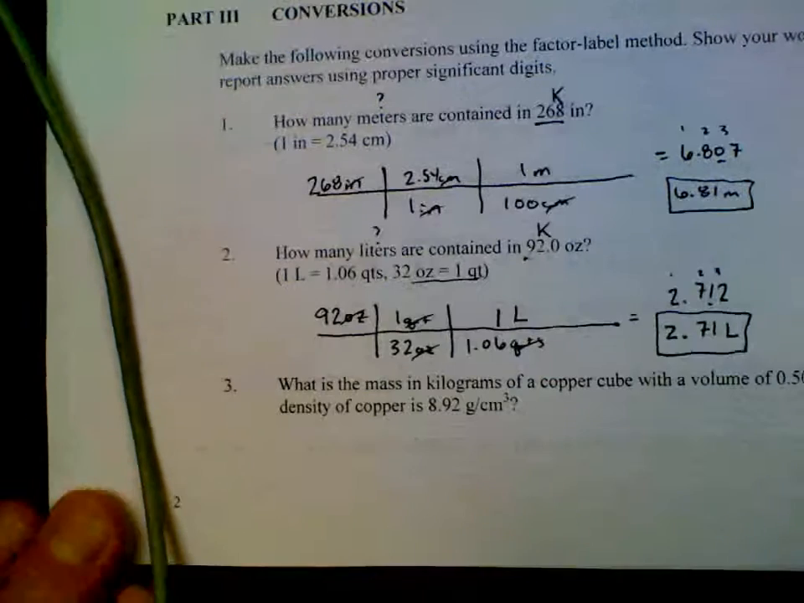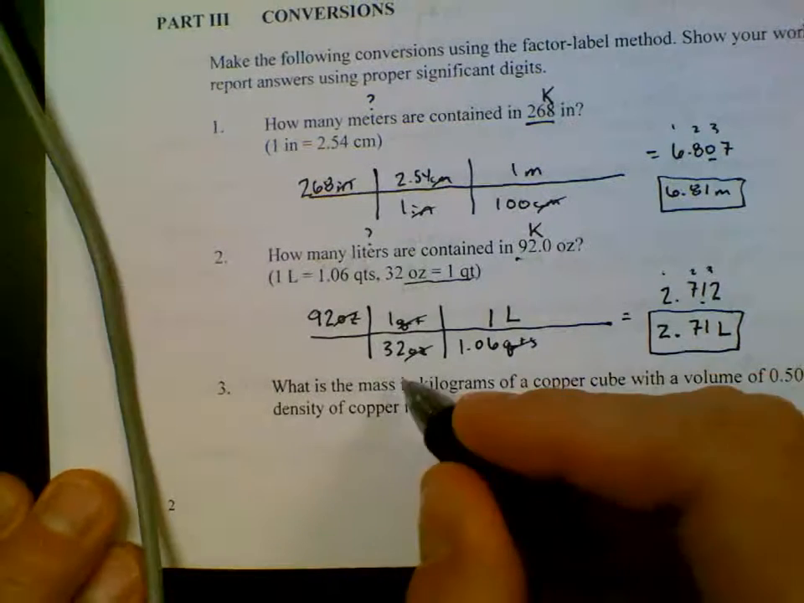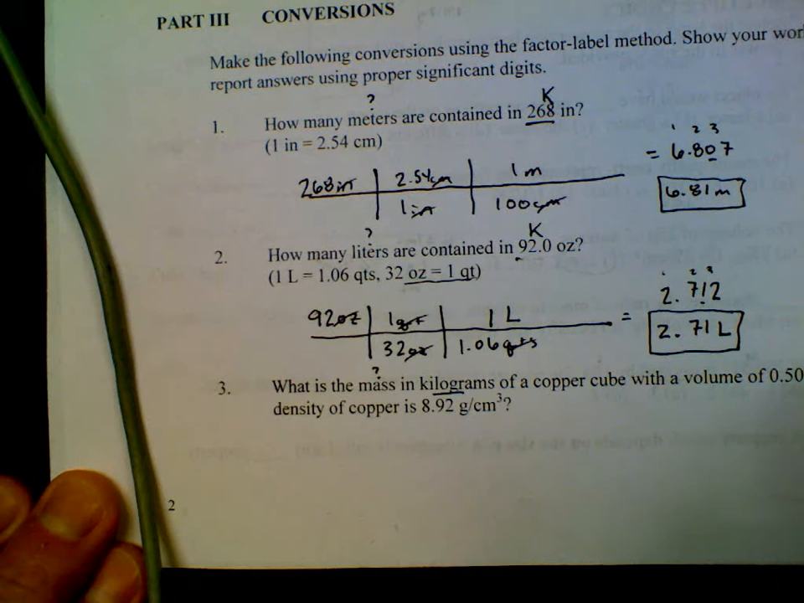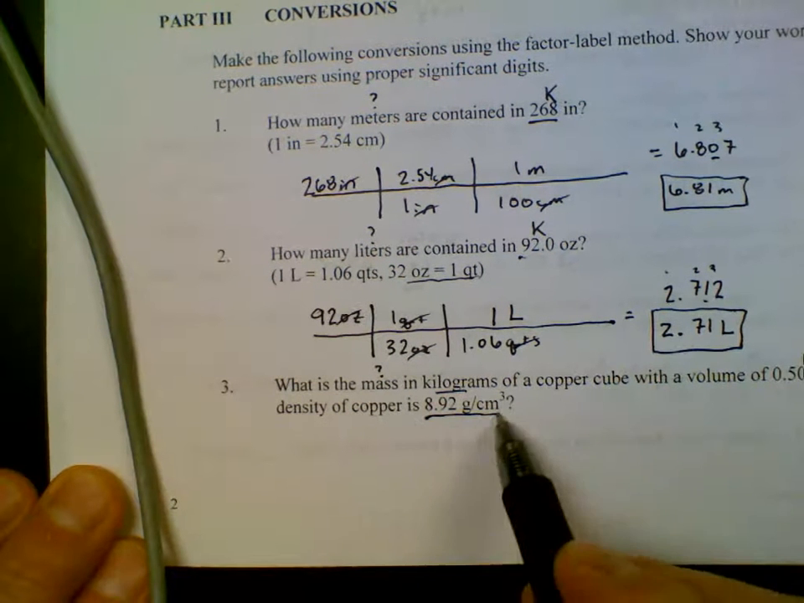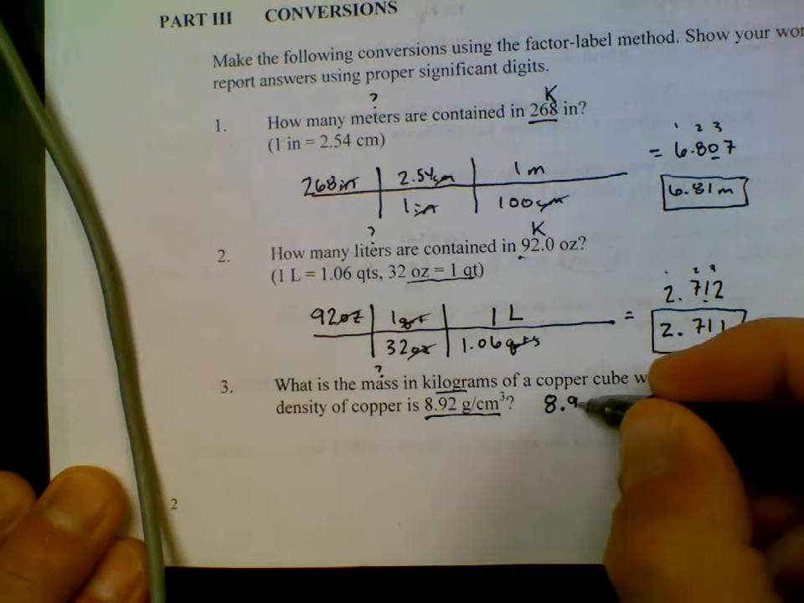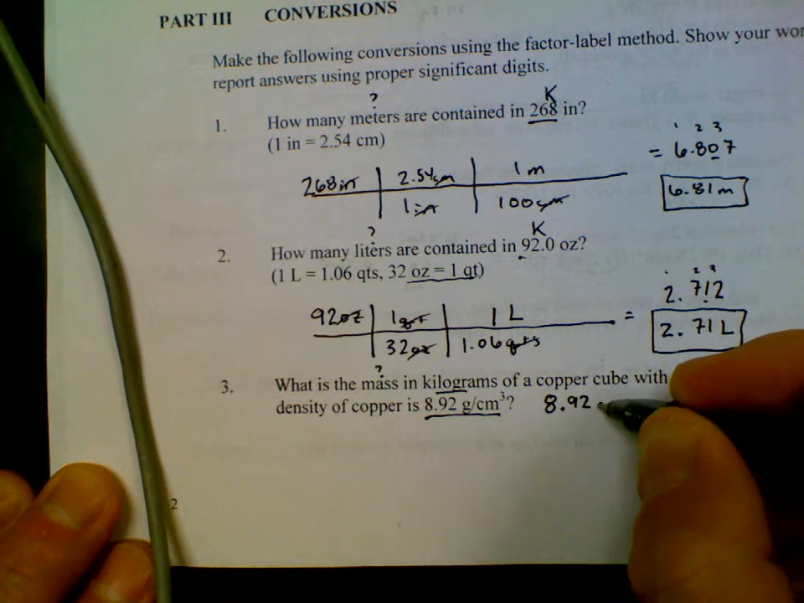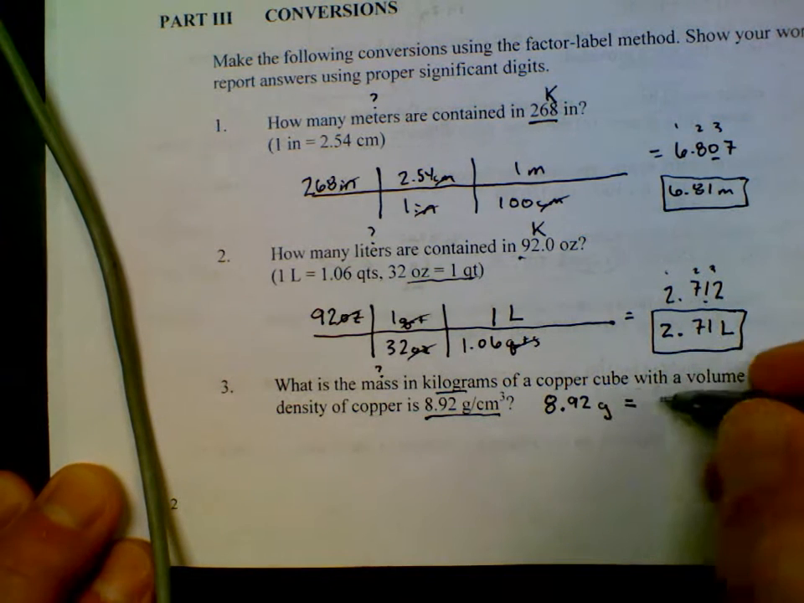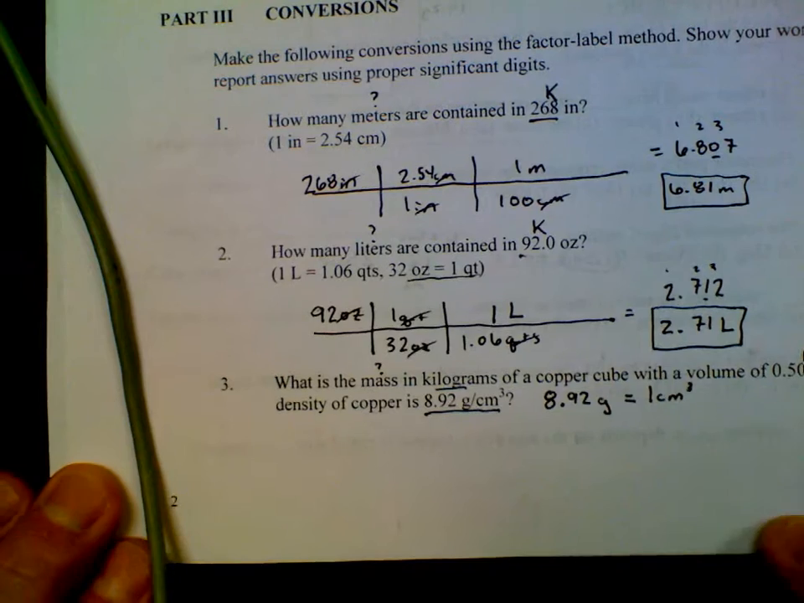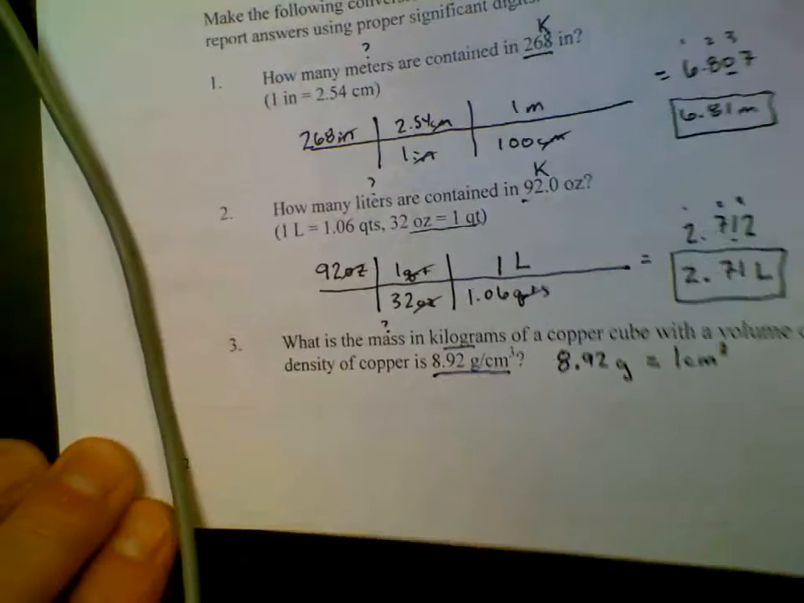Finally, problem number 3. What is the mass? So question mark, kilograms. When we have a volume of 5 liters, this is a density problem. So the density is not one of the numbers that we know. What the density is actually is an equivalent statement. So when you see a density, please write it as an equivalent statement. Start with what we know.